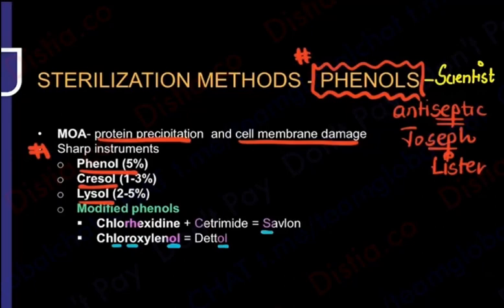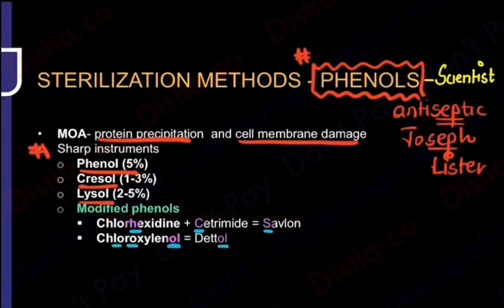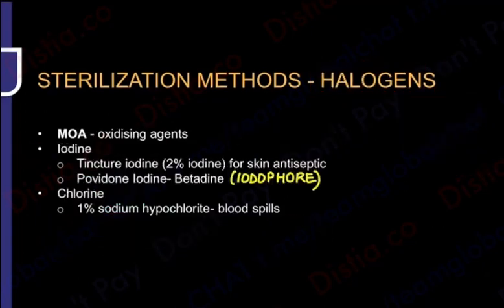First, tell me how Savlon is sounding. Savlon sounds like something to do with 6. So a 6 molecule will come. Chlorhexidine will come, and another thing with an S sound, cetrimide will come. So please remember, Savlon contains the 6 sound and the S sound. The 6 one means chlorhexidine and cetrimide, whereas Dettol has all the OO things, chloroxylenol. These are very important modified phenols that you have. Phenols are done. Now we move on to the next one, and those are going to be the halogens.